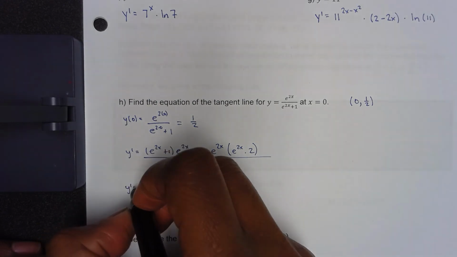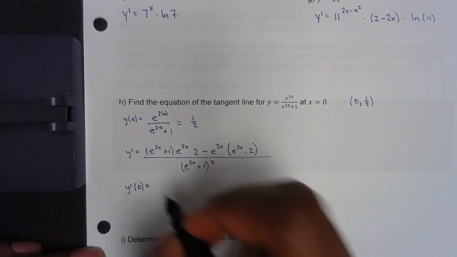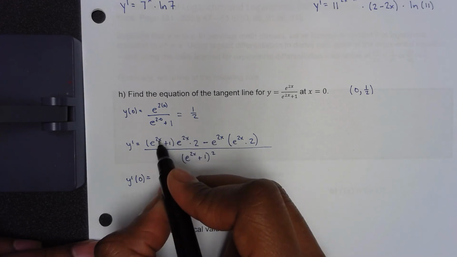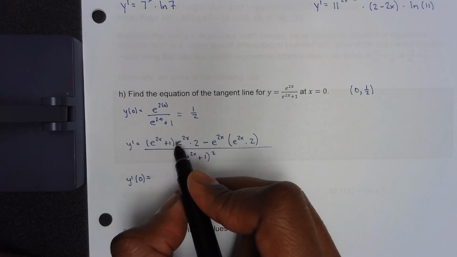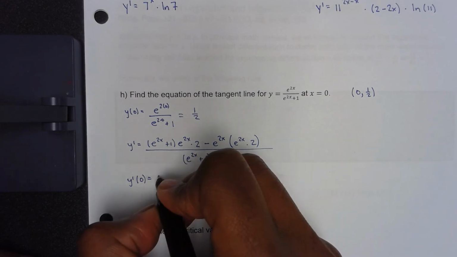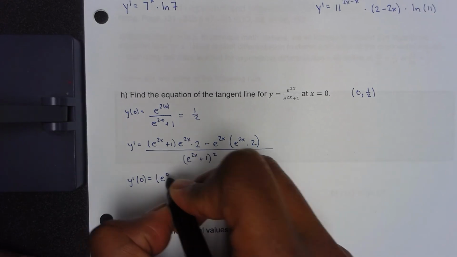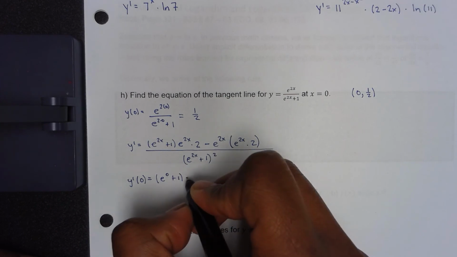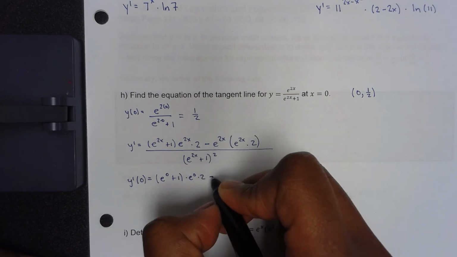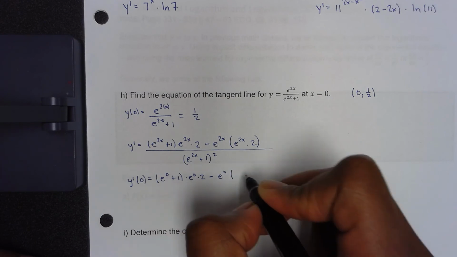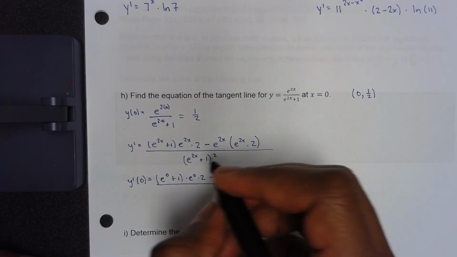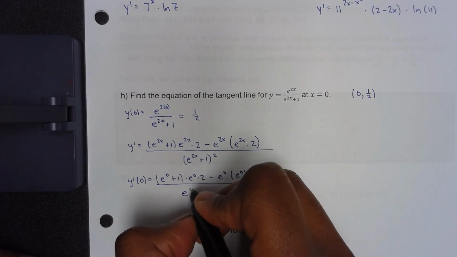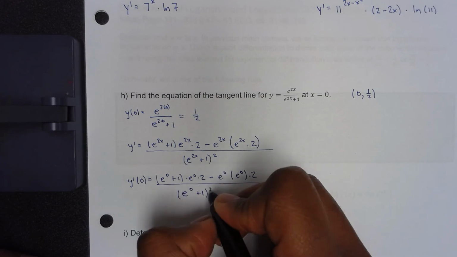And if we evaluate this derivative at 0 to get our slope, anything to the 0, so when we substitute in 0 for x, we'll get this entire exponent to be 0. So it's going to be 1 plus 1 times 1 times 2. All right, let's just write it out. We'll get e to the 0 plus 1 times e to the 0 times 2 minus e to the 0 times e to the 0 times 2, all divided by e to the 0 plus 1 squared.